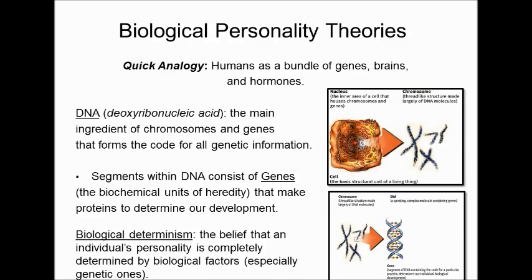Other perspectives say that we are purely biological. The biological theory views us as a bundle of genes and brains and hormones, and focuses on things like DNA, or deoxyribonucleic acid, that main ingredient of our chromosomes and genes that forms the code for all of our genetic information. From a biological perspective, we are not born a blank slate. We're born with everything already in place, this idea of biological determinism, that an individual's personality is completely determined by biological factors, especially genetic ones from our genes, our chromosomes, our DNA.